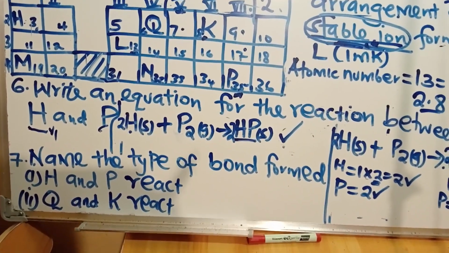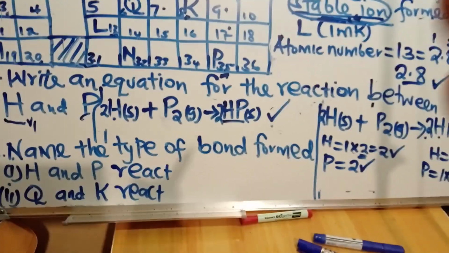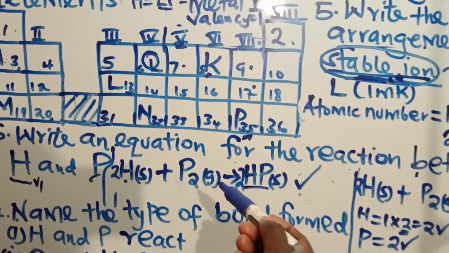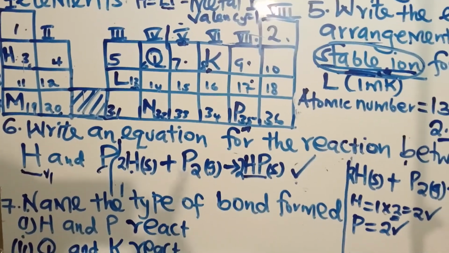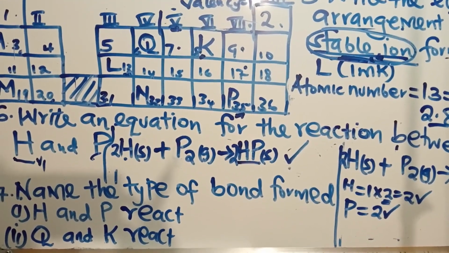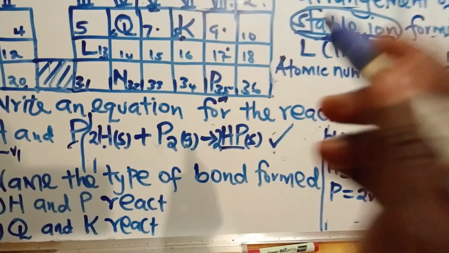Question 7. Name the type of bond formed when H and P react. So actually that is what we had in question 6. When H and P react, we end up with an ionic bond.